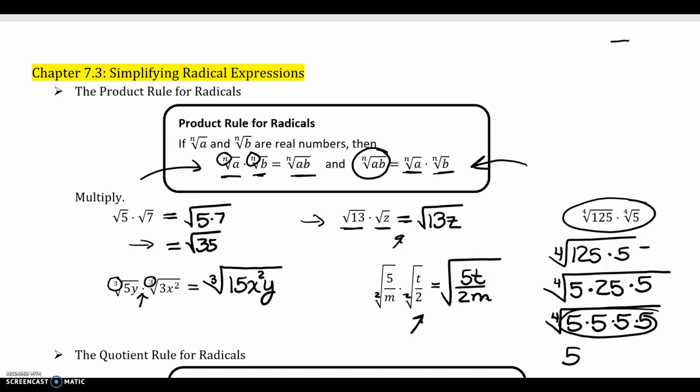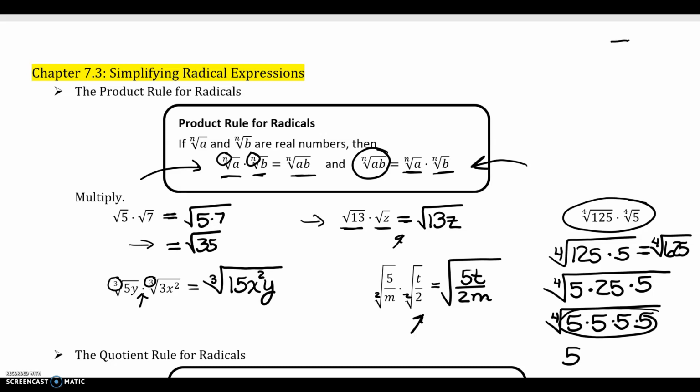So if I had just multiplied this out, this would be the fourth root of 625, which I would then have to factor, and I would still get 5 times 5 times 5 times 5. So if I'm unsure, I typically don't do the multiplication first. I check to see if I have factors, because it's easier to factor 125 than it is to factor 625.